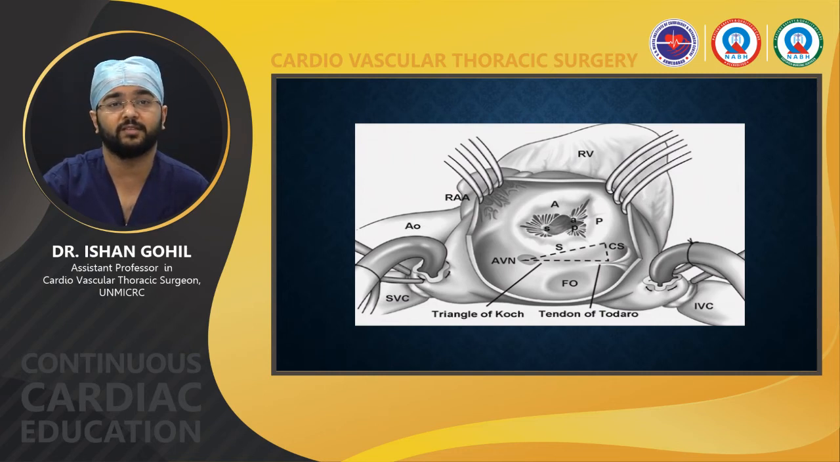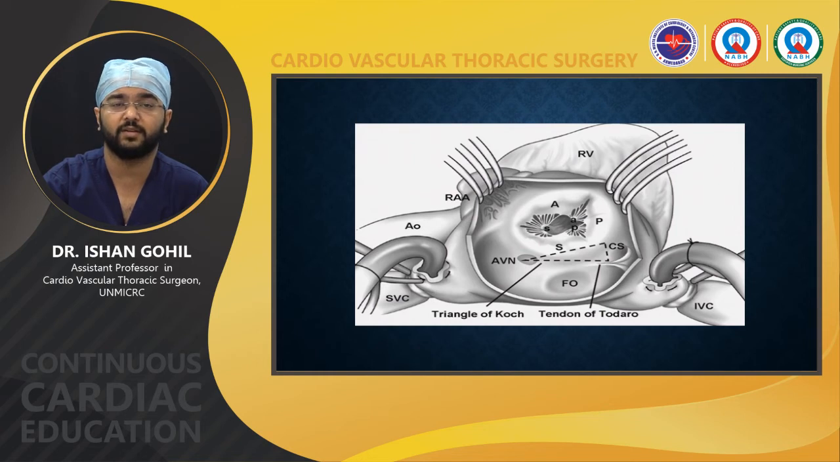So as we can see in this picture, this is the SVC, this is the IVC, this is the cannula given in the SVC and it is snugged, and the cannula in the IVC is snugged, hence we can see there is a bloodless field in the RA. This is the aorta, you have opened the RA, these are the retractors, this is the RV. So what are the two things? This is the tricuspid valve, this is the coronary sinus.